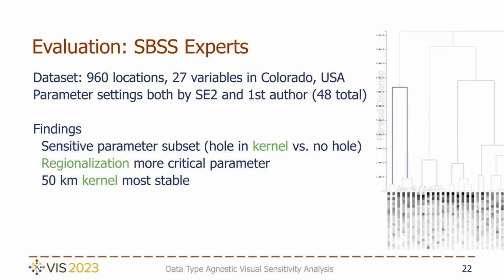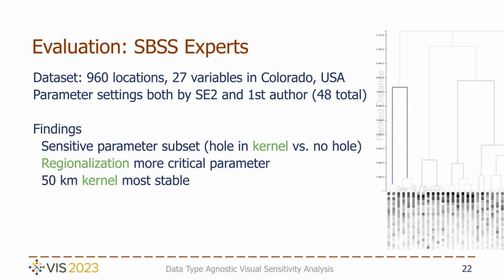In the evaluation with 2 SPSS experts, we used meteorological and geochemical datasets, respectively. The slide shows the geochemical dataset with 960 locations and 27 variables from Colorado, USA. The parameter settings were chosen by the SPSS expert and the first author of this paper. With the help of our prototype, the SPSS expert could find a sensitive subset of parameter settings. This is because they identified that the blue-marked clusters are broader in output than parameter space.